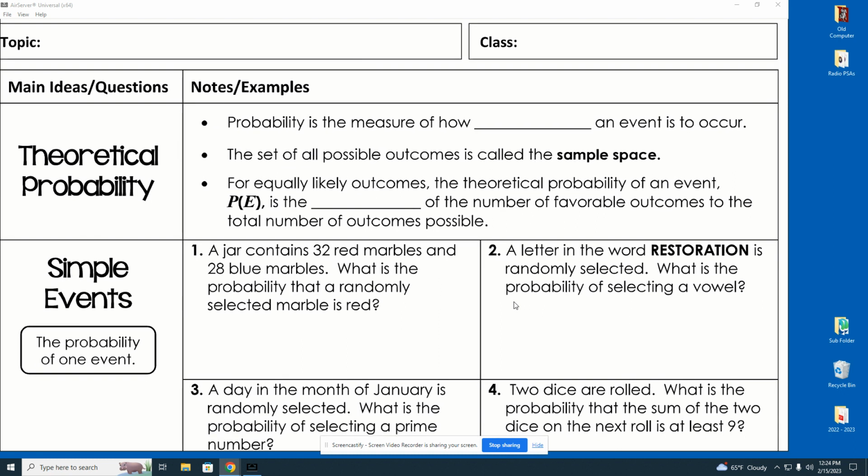Theoretical probability. Probability is the measure of how likely an event is to occur. When we talk about all of the possible outcomes in whatever scenario we're looking at, those possible outcomes are called our sample space. For equally likely outcomes, the theoretical probability of event E is the ratio of the number of favorable outcomes to the total number of outcomes.